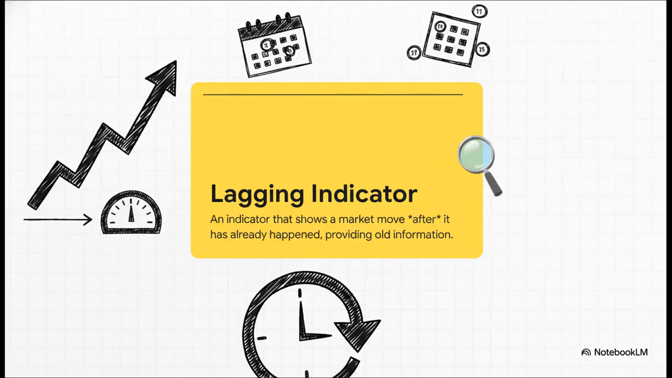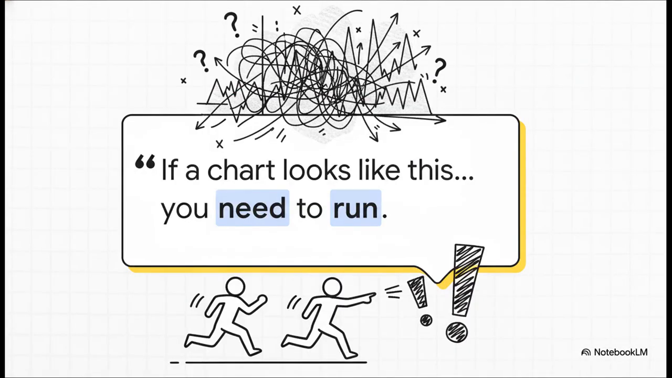But here's the fundamental problem, and it's a big one. Almost all of those are lagging indicators. They don't predict the future. They just confirm what's already happened in the past. The price moves first, and then the indicator reacts. This means you're always acting on old news. And our source is incredibly blunt about this. If you ever see a chart that's so cluttered with lines and graphs that it looks like a toddler's drawing, that is a huge red flag. It's a sign of total confusion, not a real coherent strategy.